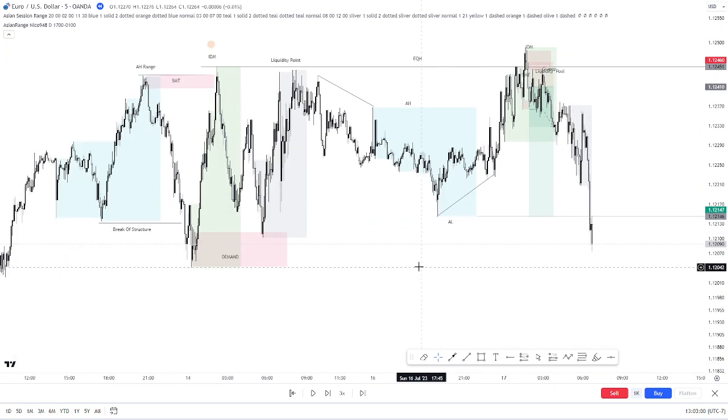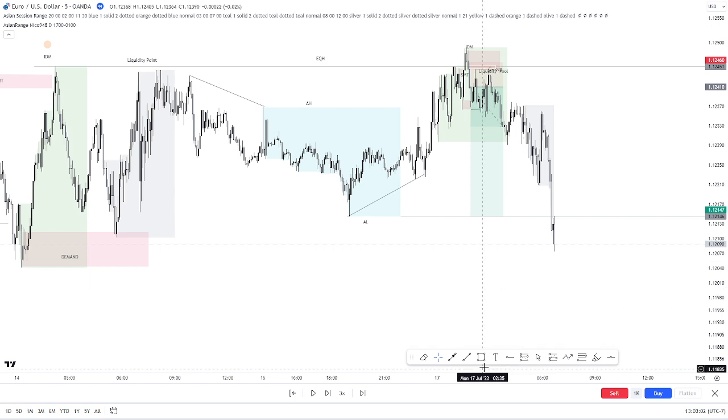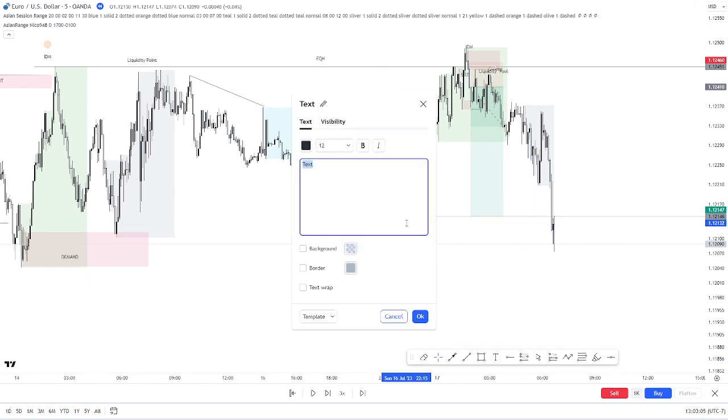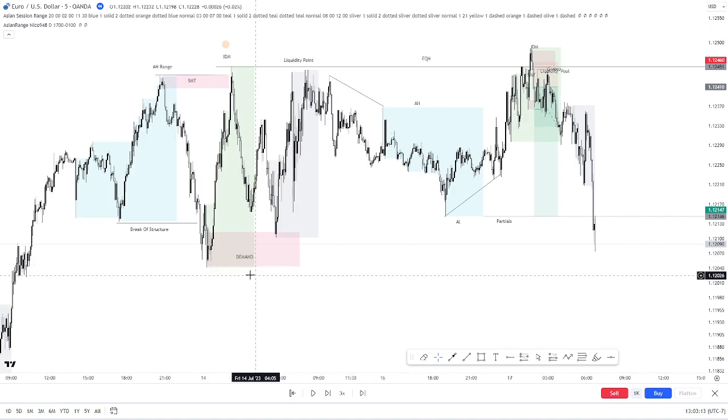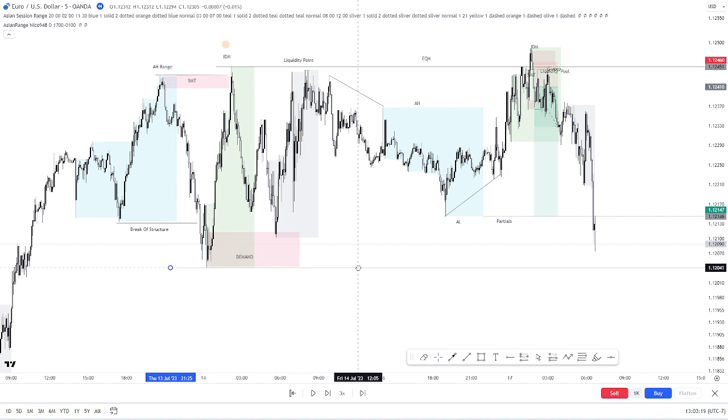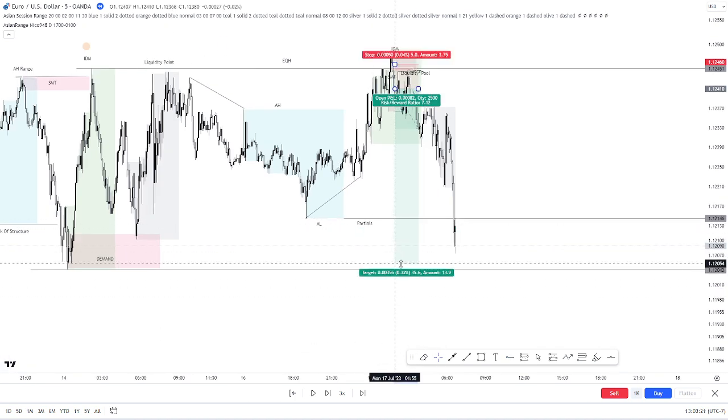With the strong push down, we would just watch. We would take partials. So this would be our first partial point. Then where would be the next major liquidity? It would probably be down here. Or would be down there, not probably. And then we would just mark that off. And this would be our second take profit area.